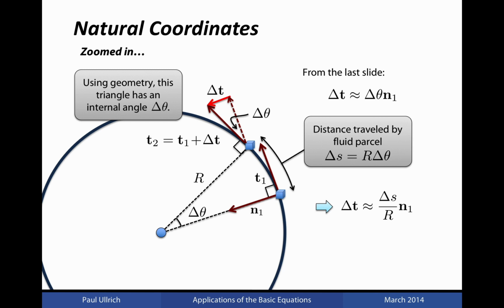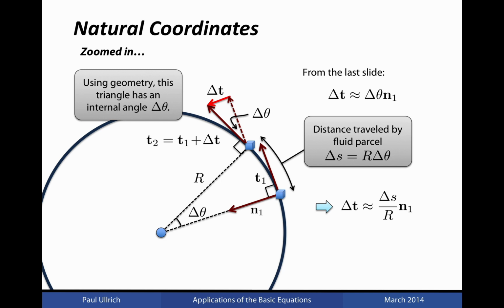All right, so we also know that over the distance between point 1 and point 2, the distance traveled by the fluid parcel is going to be given by this quantity delta s. That simply emerges from circle geometry, namely that if you have an angle in radians and a radius of the circle given by r, then that chunk of the circumference of the circle is going to have distance equal to r times the angle subtended between the two.